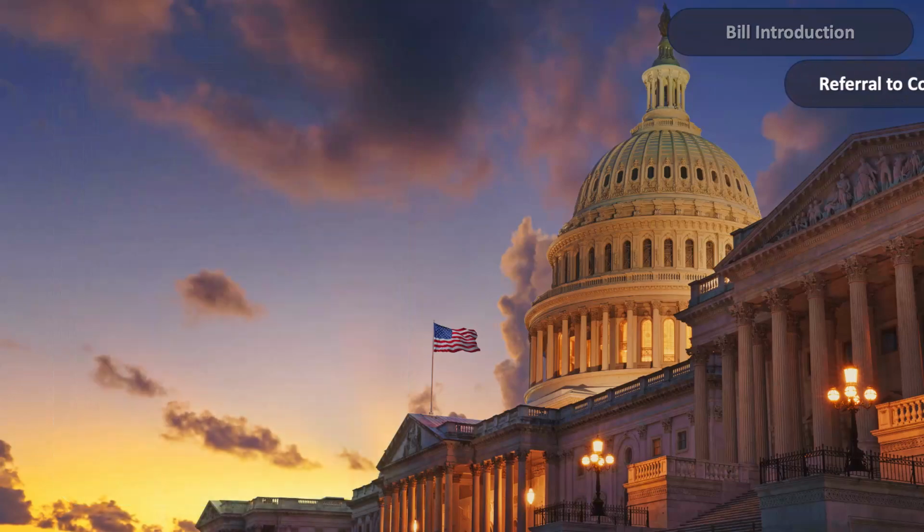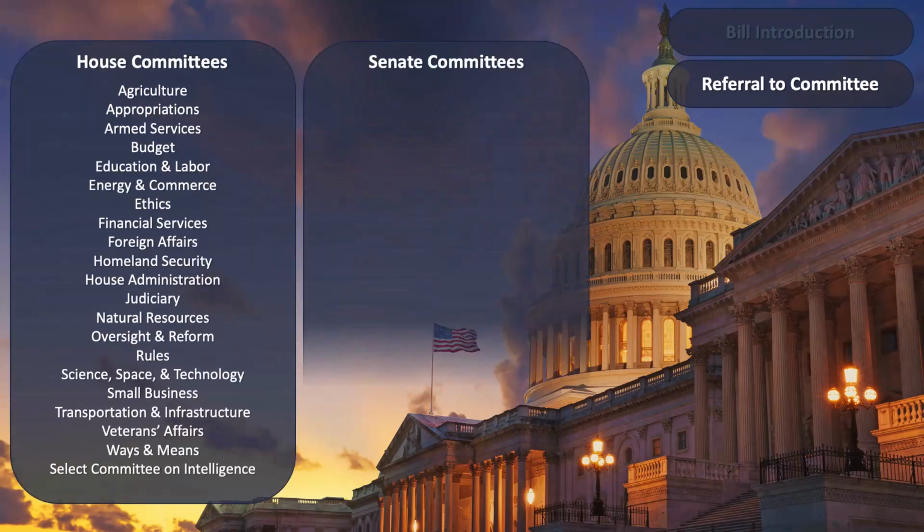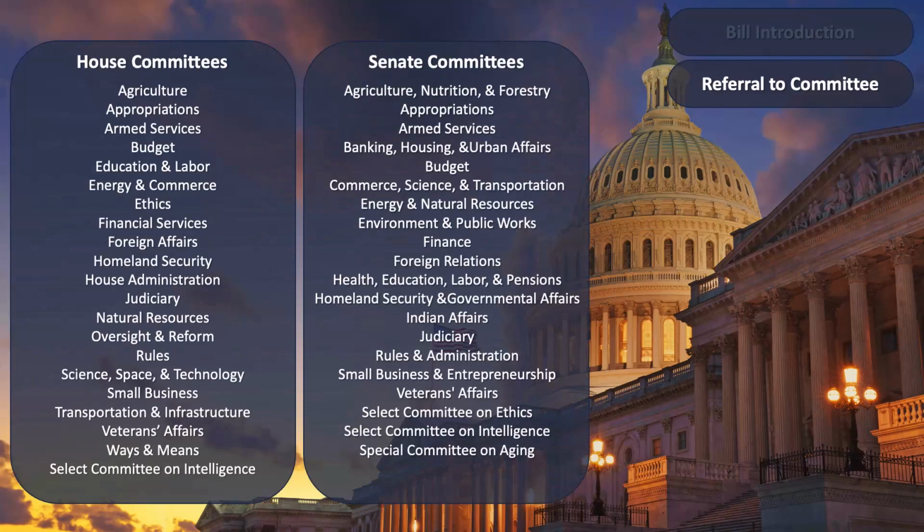After a bill is introduced into Congress and assigned a bill number, it's referred to committee by the Speaker of the House or the President pro tempore of the Senate, or more often by the House or Senate parliamentarian. This decision is based largely on the subject matter of the bill. For instance, a bill related to healthcare would typically be sent to the Health Committee, while a defense-related bill would go to the Armed Services Committee.